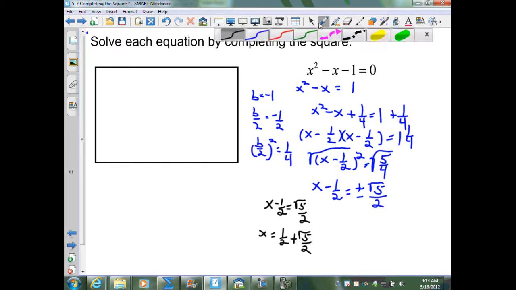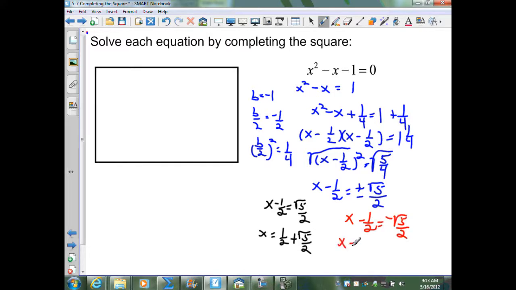My next equation, I have x minus 1/2 equals a negative square root of 5 over 2. Add a half to both sides. X equals a positive 1/2 minus the square root of 5 over 2. Again, since they're a common denominator, I could rewrite that as 1 minus the square root of 5 all over 2. But this works just fine.